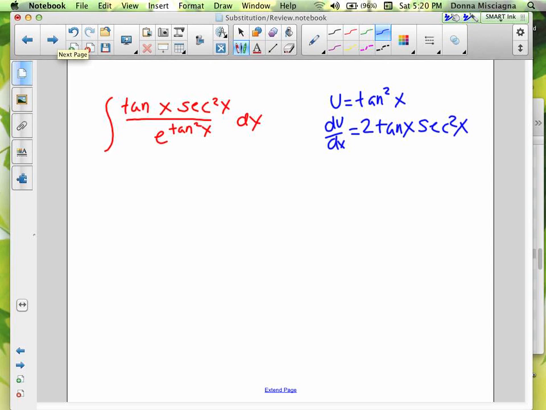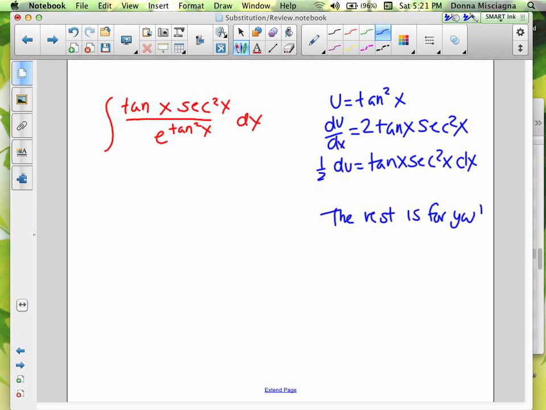The only thing that's not there is the 2. So 1/2 du equals tangent x secant squared x dx. And the rest is for you. I'll just set this up. So 1/2, and now I've got 1 over e to the u du.